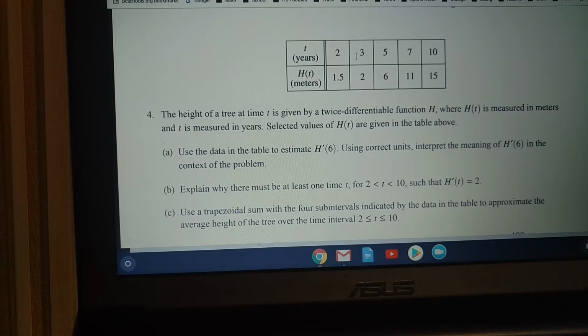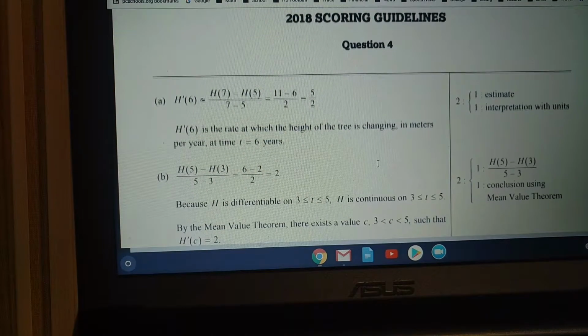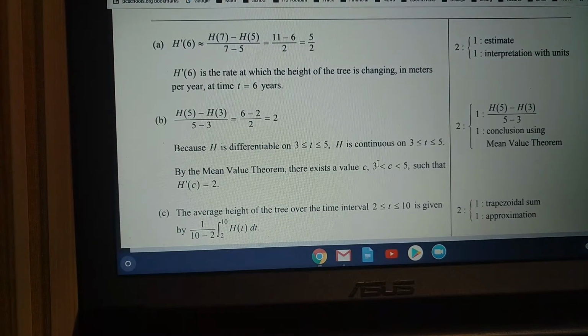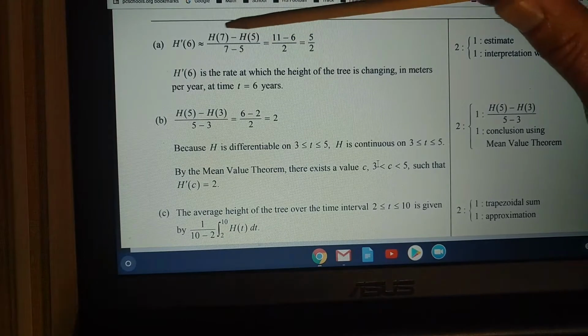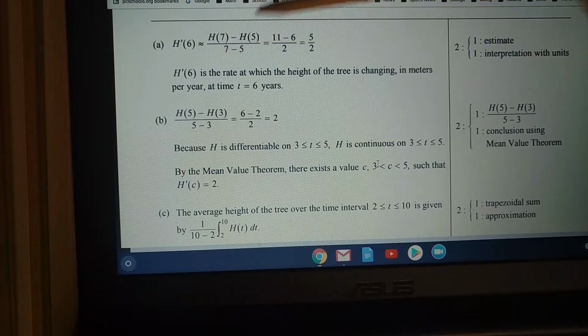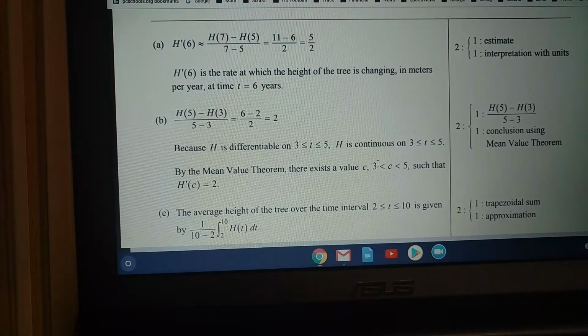So let's take a look at what you need to have for an answer. So first, for this part A, it's worth 2 points. Notice the first thing we see is we must see our difference quotient here. We must see a quotient of difference over difference. So we need to see that expressed in that difference quotient.